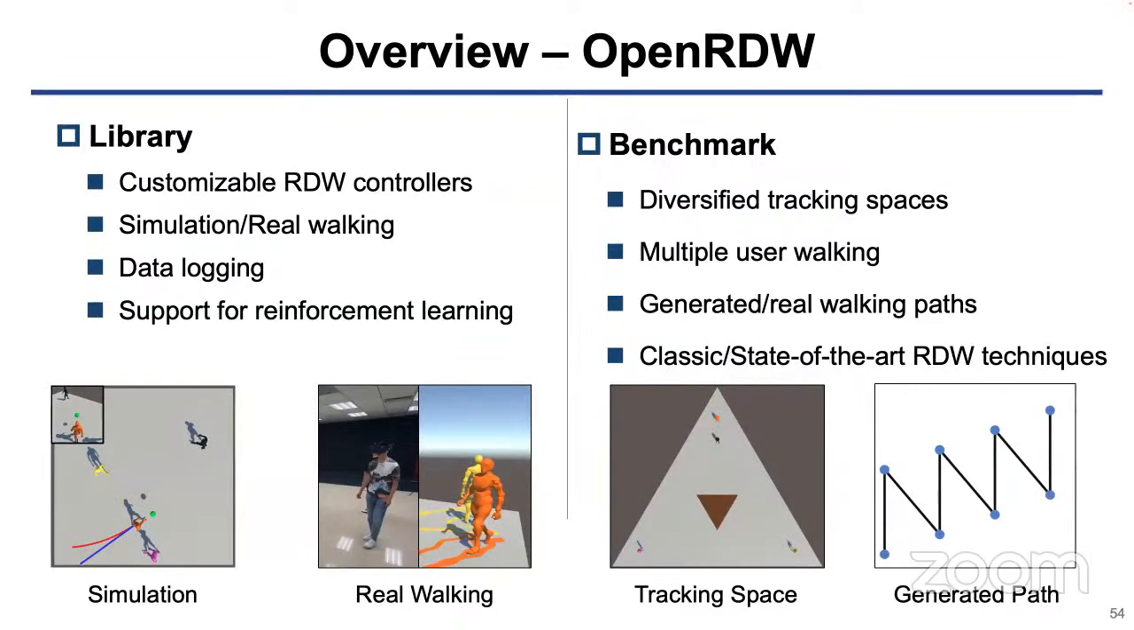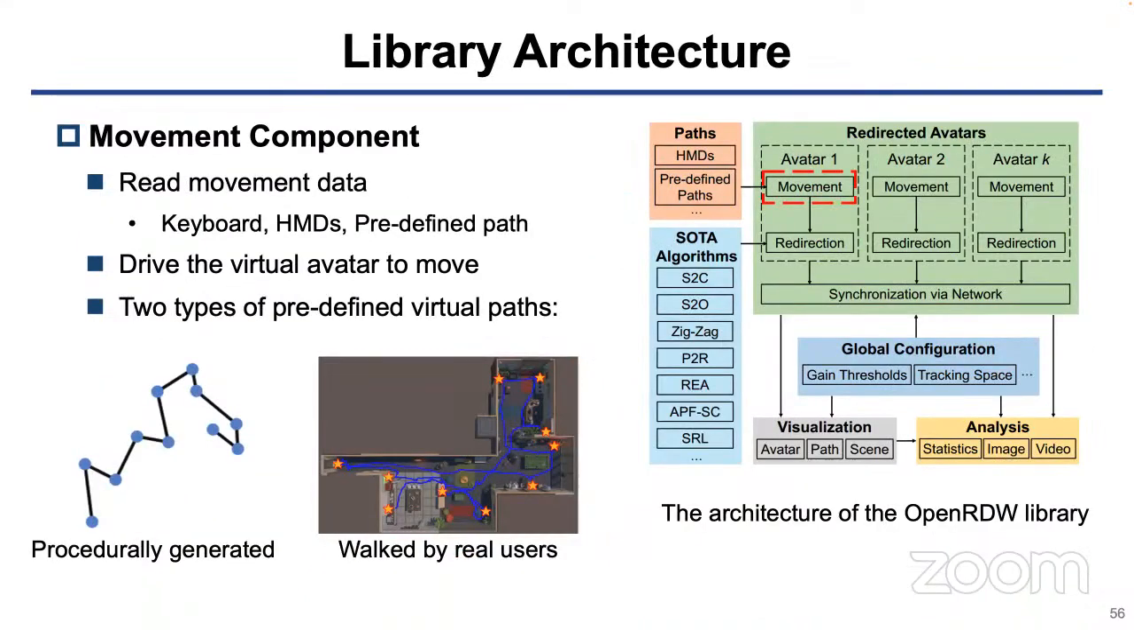Here is the overview of our OpenRDW library and benchmark. On the left-hand side is the library. We support customizable RDW controllers, simulation and real walking, and data logging, and we support reinforcement learning. On the right-hand side, we support different tracking spaces, multiple user walking, general and real walking paths, and the classic and SOTA algorithms.